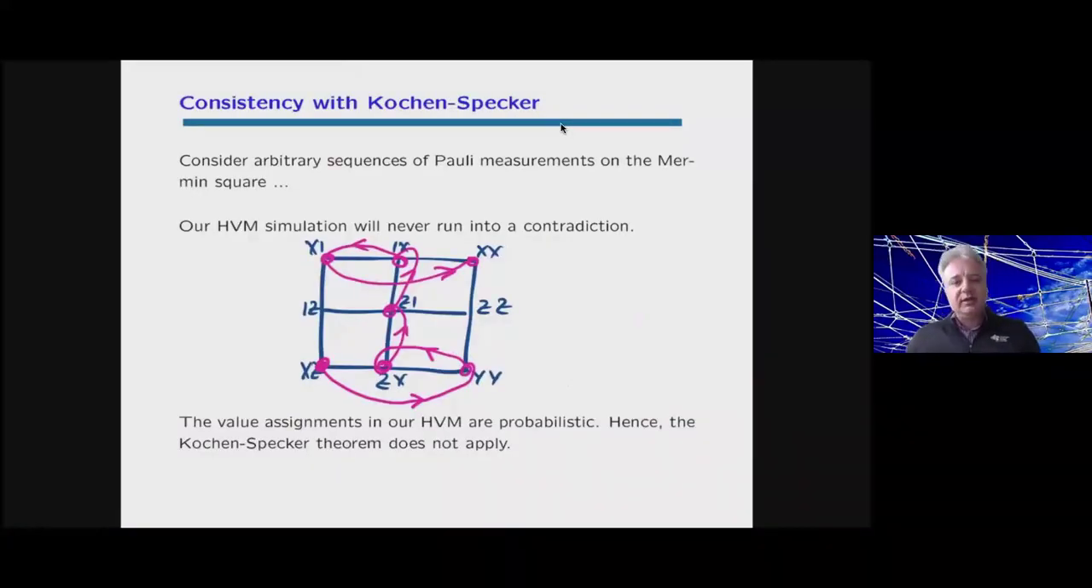So let's just make clear what we have shown. As a very special case of our simulation scheme, you could go through a sequence of measurements in the Mermin square. And you would never, ever detect a discrepancy with quantum mechanics. And this is all done with a hidden variable model underneath. And so why is this not a contradiction with quotient spectra? It's not a contradiction because the value assignments in our hidden variable model are probabilistic, not deterministic. So quotient spectra doesn't apply. Good.